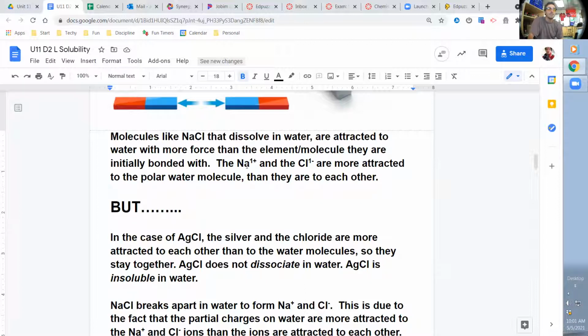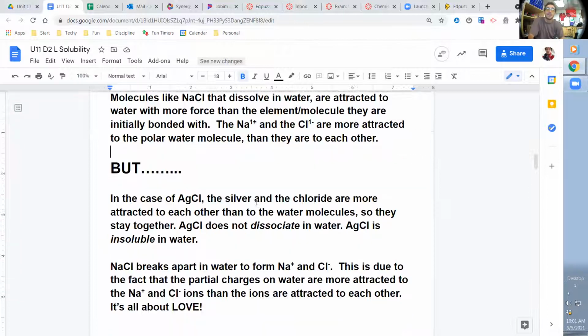So what happens is that when you put salt in water, the salt will dissociate and break apart, because the water is so powerful, because the electromagnetic force of attraction is so powerful with the water. But in the case of silver chloride, AgCl, the silver and the chloride are more attracted to each other than to the water molecules, so they stay together. Silver chloride does not dissociate in water. Silver chloride is insoluble in water. It does not dissolve in water.